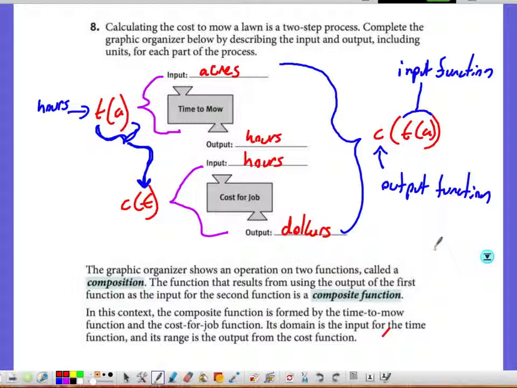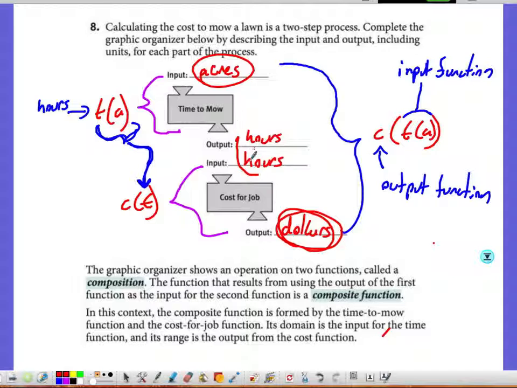Now notice that in a composite function, we have the input function and we have the output function. But when we're talking about the input and output of the composite function, the input is the variable that we plug in. In other words, the domain, the input here is going to be acres, and the output of my composite function is going to be dollars.